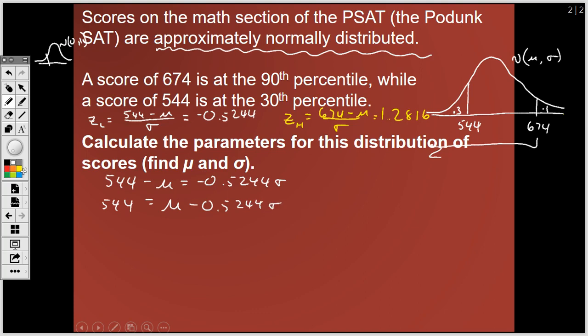Then I'm going to do the same thing with my higher equation. 674 minus the mean equals 1.2816 sigma. And then 674 equals mu plus 1 point, there should be a decimal there, 2816 sigma. Okay, now we're almost ready for elimination. I think most kids like to see positive numbers, so I'm going to take away this second one from the first one because 674 minus 544 will be positive. So I'm going to subtract this second equation. And by doing that, the mean mu will cancel out.